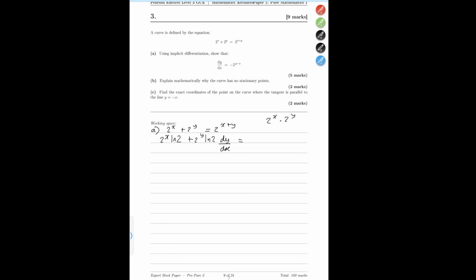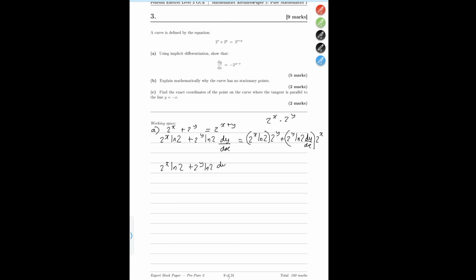What's the derivative of 2^x? Well, we've just solved that. So it'll be 2^x ln 2, but we'll also multiply by 2^y. So 2^x ln 2 times 2^y. And what's the derivative of 2^y? Well, we also just calculated that. So it'll be 2^y ln 2 dy/dx, but again, multiply by 2^x. Okay, so I'm going to clean this up a bit because it is very messy on the right-hand side.